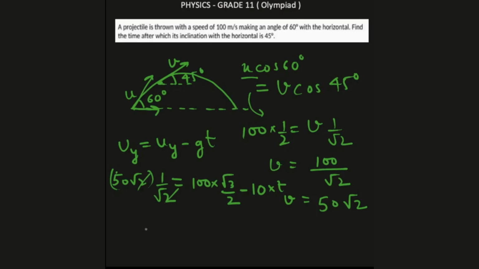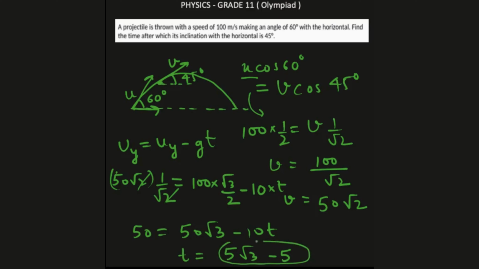Root 2 cancels out. 50 is equal to 50 root 3 minus 10 into t. t is equal to 5 root 3 minus 5. I've already cancelled the 10. So this is the final answer. You can put in the value and get the answer.